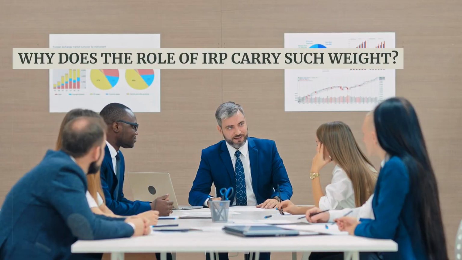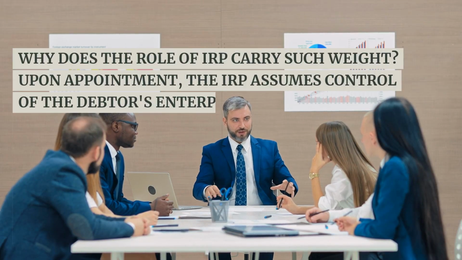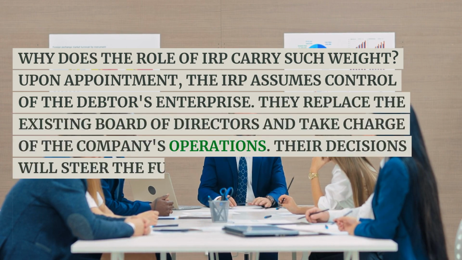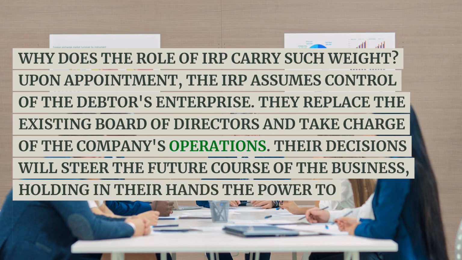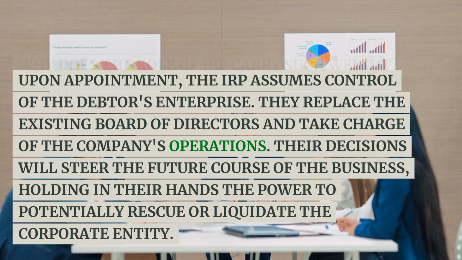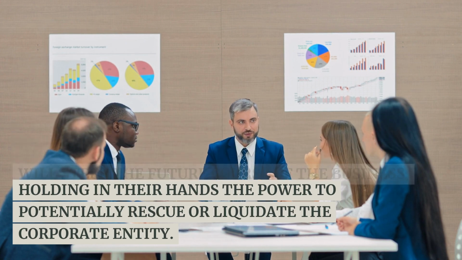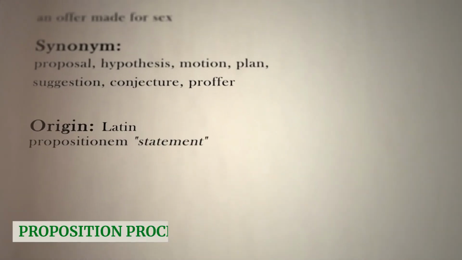Why does the role of IRP carry such weight? Upon appointment, the IRP assumes control of the debtor's enterprise. They replace the existing board of directors and take charge of the company's operations. Their decisions will steer the future course of the business, holding in their hands the power to potentially rescue or liquidate the corporate entity. Proposition process.